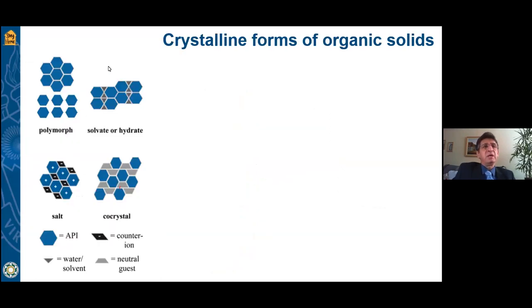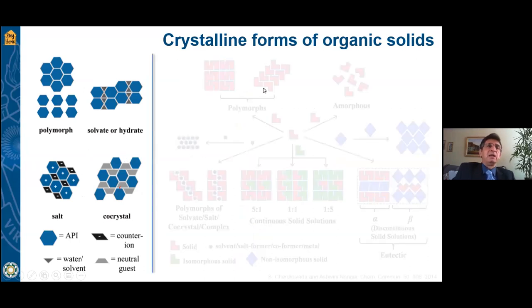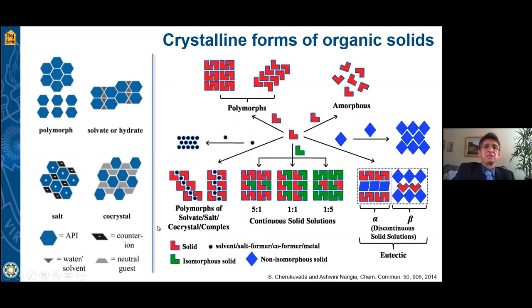Regarding solid forms, very quickly, we have several types. Usually we talk about polymorphs, solvates, salts, and co-crystals, but in view of my talk, I will have to introduce not only the forms with a well-defined stoichiometry, but also forms with a continuous change in the stoichiometry, like the solid solution, where we have different ratios of the two molecules. We have several multi-component forms, which are the focus of research nowadays.